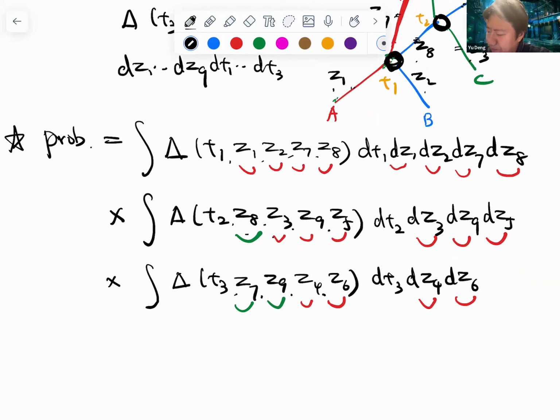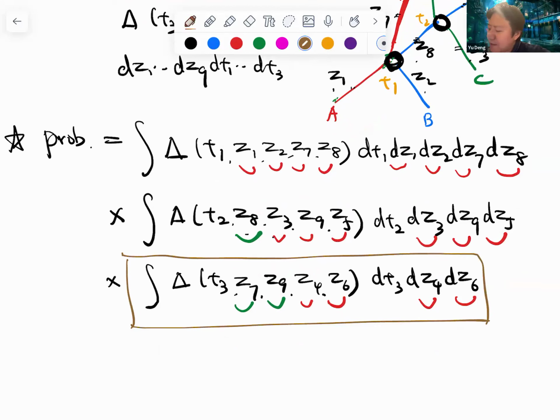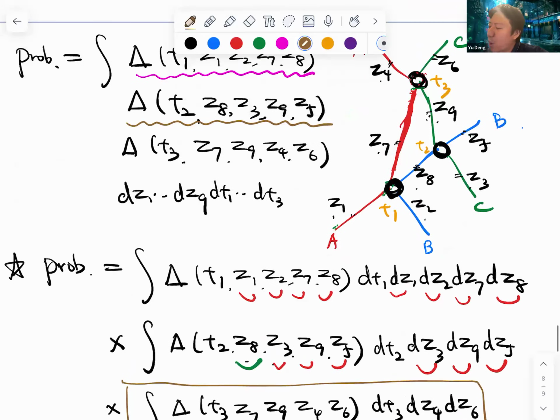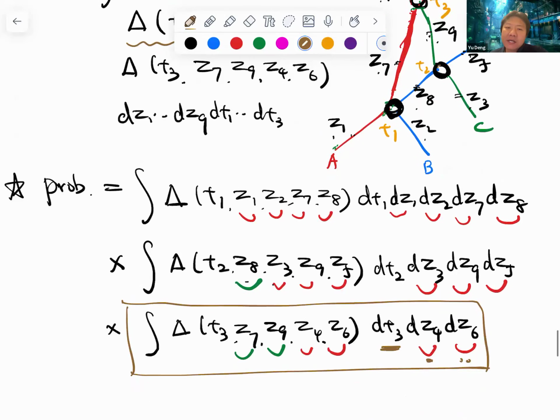Okay, so this way we are writing our big integral as an iterated integral, and in each step of this iteration we're integrating in one time variable and some number of vector variables that are associated with one atom in this picture, which represents one collision. Of course, in the order of integration, we first integrate in T3, Z4, Z6, and then we integrate in T2 and Z3, Z9, Z5, and finally we integrate in T1 and Z1, Z2, Z7, Z8.